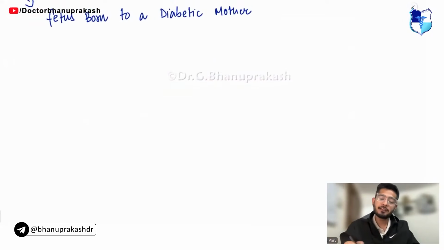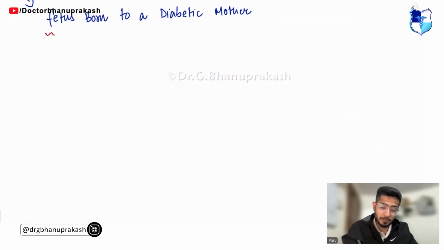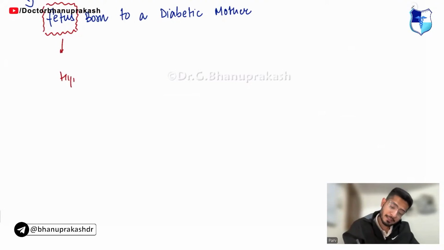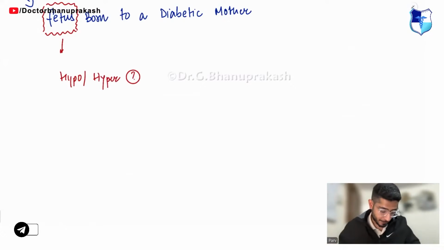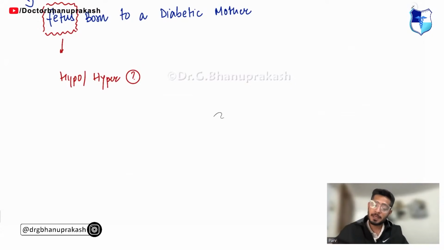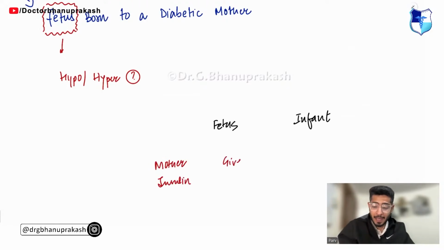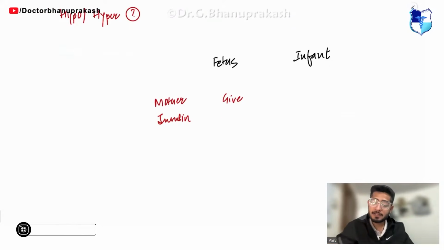Now if a fetus is born to a diabetic mother, the fetus is going to have hypoglycemia or hyperglycemia? Till the time the baby is a fetus, that means the baby is inside the mother, the mother is going to give insulin via the placenta. But in infants, there is no insulin which is going to be there.